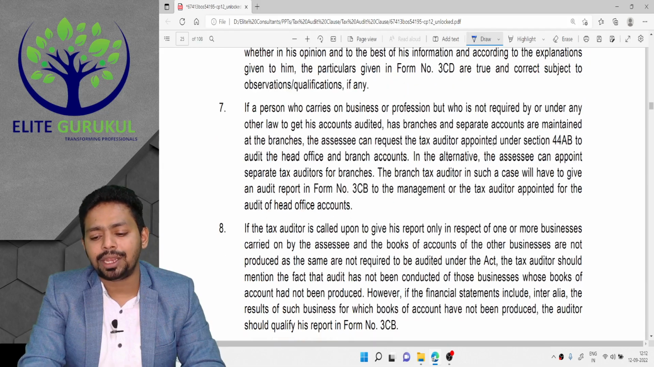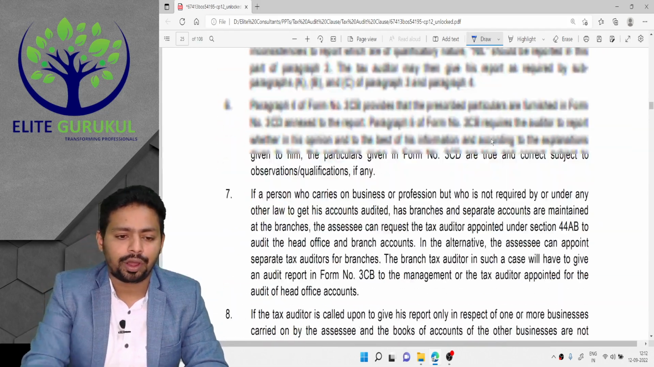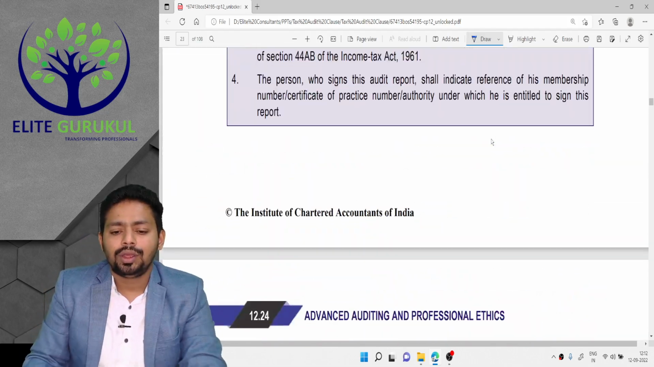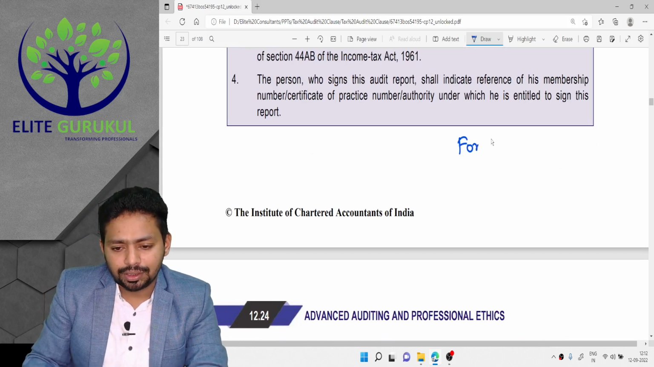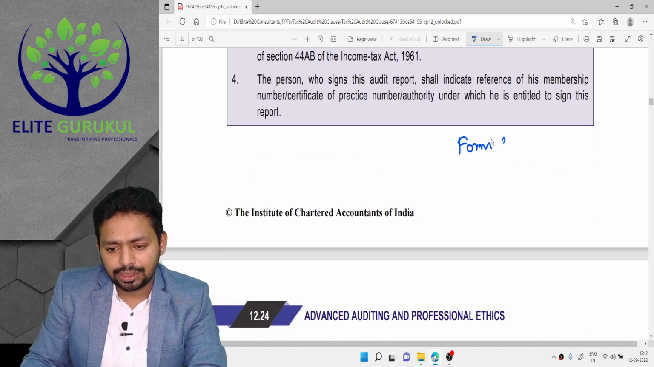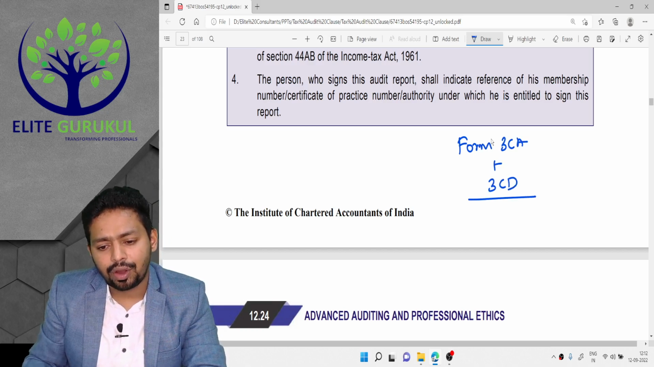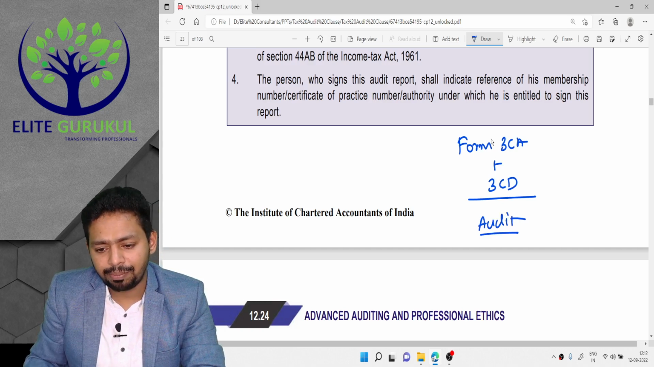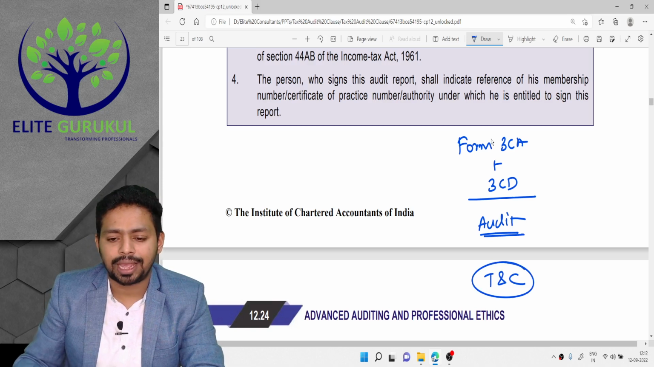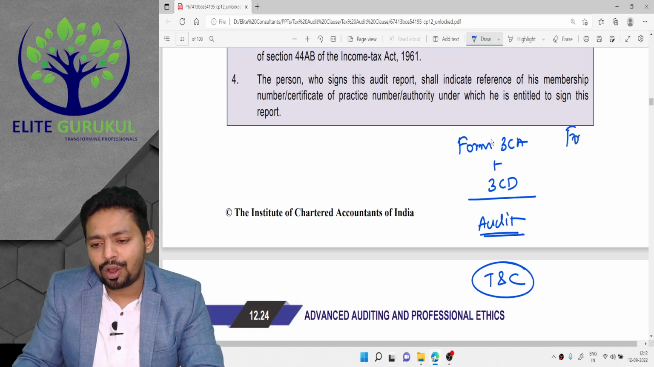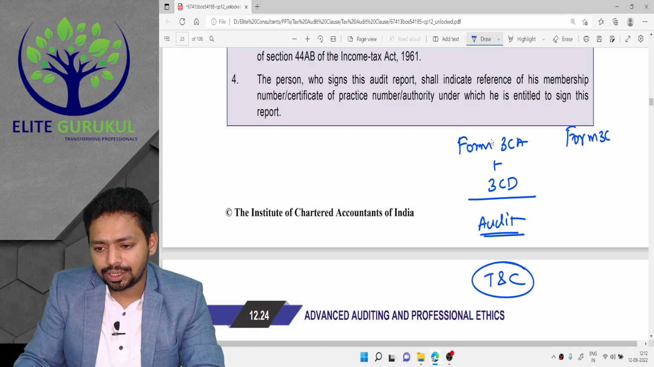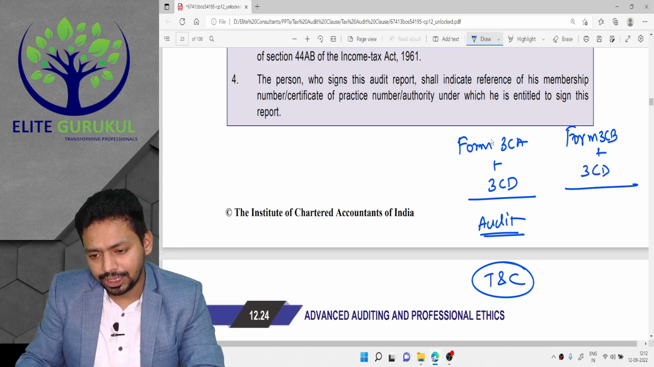So what is the summary that you should keep in your mind, my dear friends, for these two forms? Form 3CA plus 3CD is for audit assessee. I remember it like this, and here the language is true and correct. Only that much language you have to write. Form 3CB plus 3CD will be for non-audit cases.